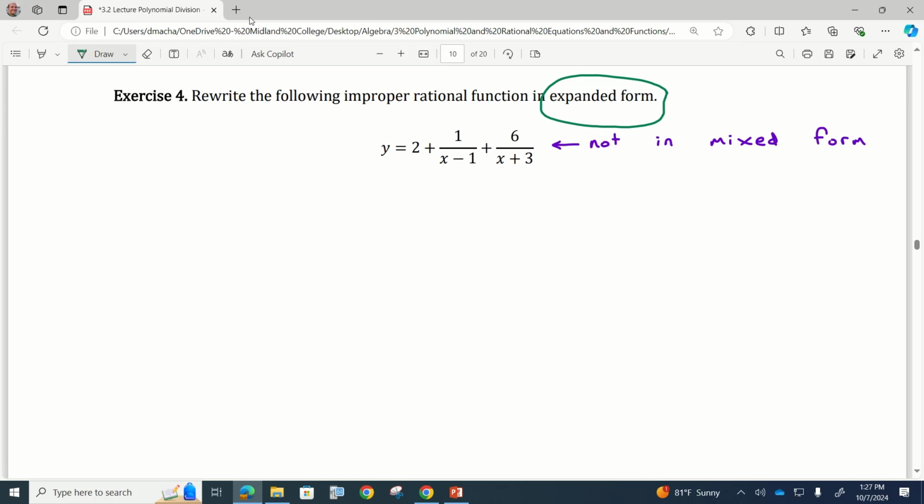And what we would do to put this in expanded form is we would write 2 plus 1 over x minus 1 plus 6 over x plus 3.